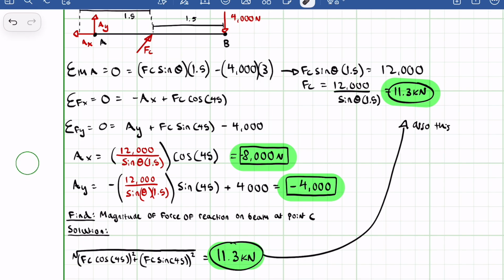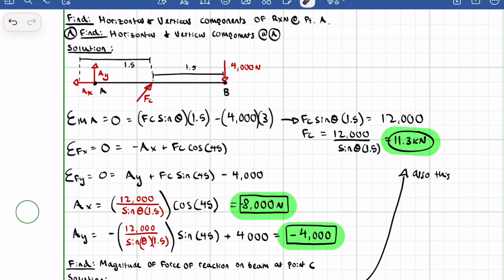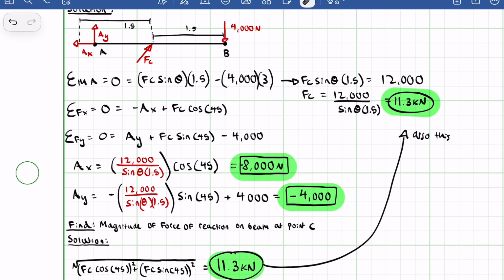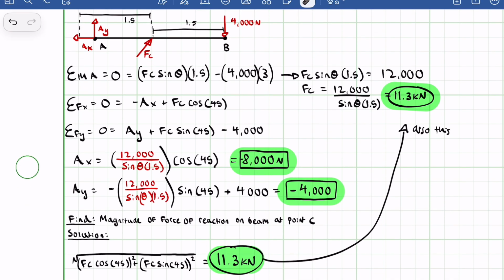And then for AY, we kind of do the same thing, right? We know that for AY, there is this force, and this force, right? And we know this force, and we know FC. So all we have to do is solve for AY. So it's pretty similar to the last one. We take our system of equations, the sum of all forces in the y direction equals 0.